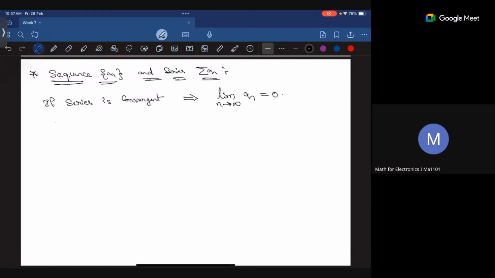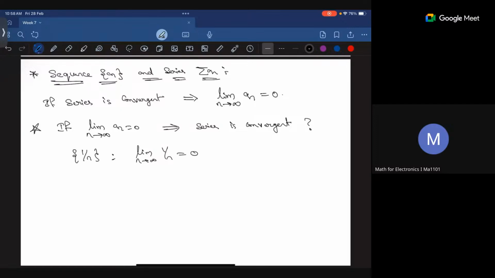Okay. So that is one thing. And is the converse true? If your sequence limit is tending to 0, can I imply that the series is convergent? No, sir. Just now we saw, right? Our sequence 1 by n, if you take the limit, will go to 0. But summation 1 by n, the harmonic series, is not convergent. So the answer is no, we can't say.